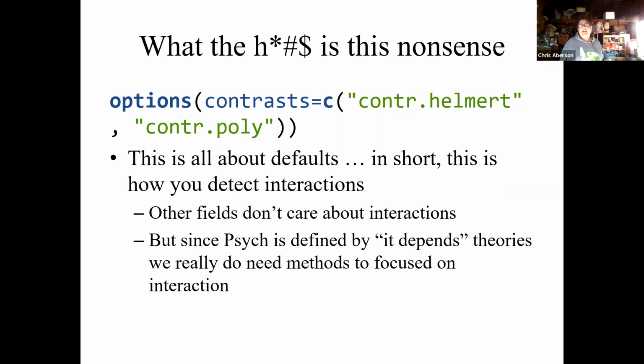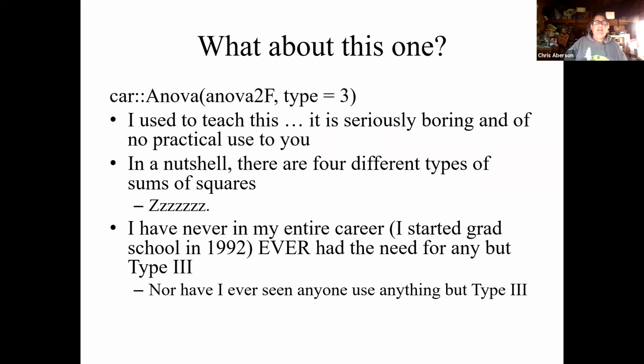This is just code that I always copy and paste into my factorial ANOVAs. You have to have these options changed so that you get the right way of estimation. Then at the bottom, a command from car called Anova takes ANOVA 2F, which is where I stored my analysis, and then it says type equals 3.